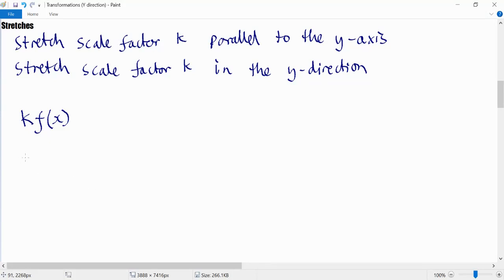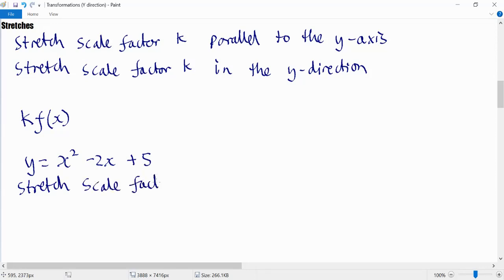So, for instance, an example we could have, again, we could use the quadratic. I quite like that as an example. y equals x squared minus 2x plus 5. That's a different quadratic to last time, but that doesn't matter. And we're going to stretch it, scale factor, let's say 4, parallel to the y-axis.